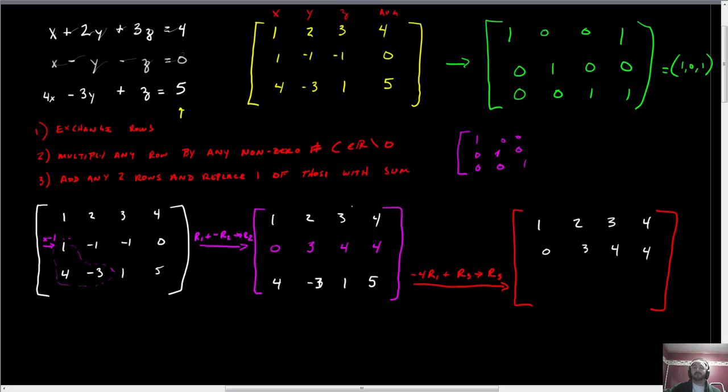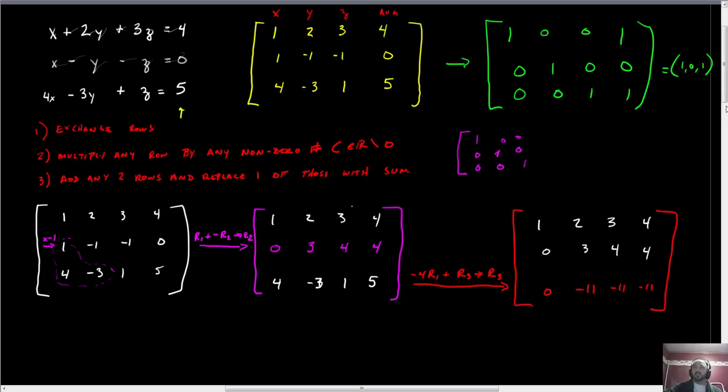Okay, so now we have -4 times 1 is -4 plus 4 is 0. -4 times 2 is -8 plus -3 is -11. -4 times 3 is -12 plus 1 is -11, and -4 times 4 is -16 plus 5 is -11.